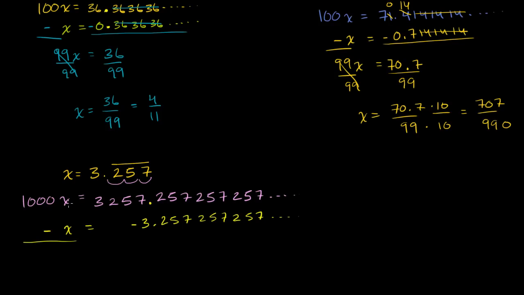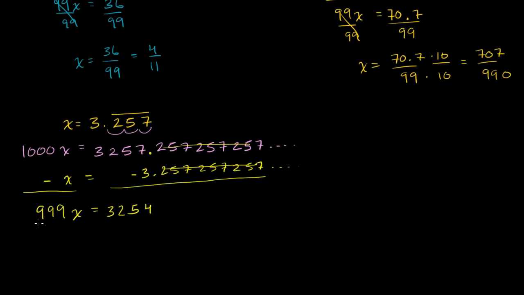On the left-hand side, 1,000 of something minus 1 of that something, you're left with 999 of that something, is equal to, this part is going to cancel out with that part. It's going to be equal to, let's see, 7 minus 3 is 4, and then you have the 5, the 2, and the 3. So you get 999x is equal to 3,254. And then you can divide both sides by 999. And you are left with x is equal to 3,254 over 999.